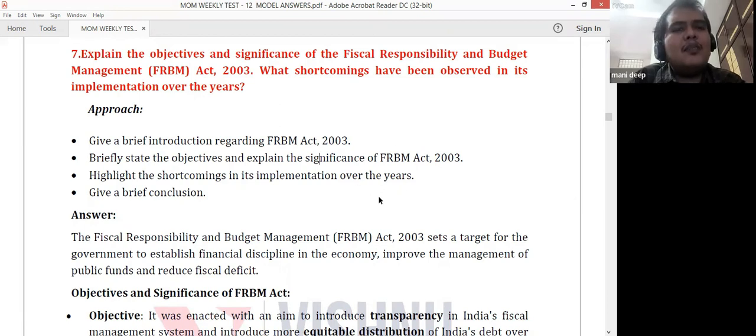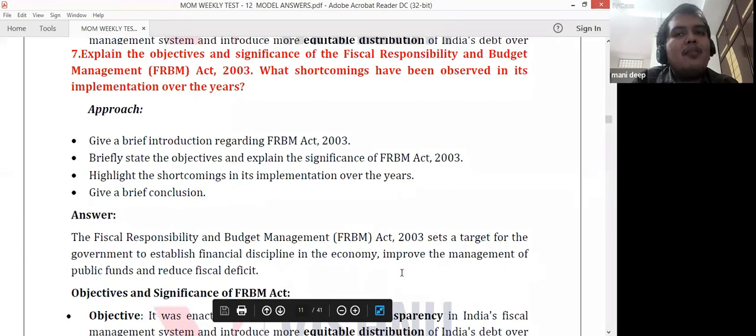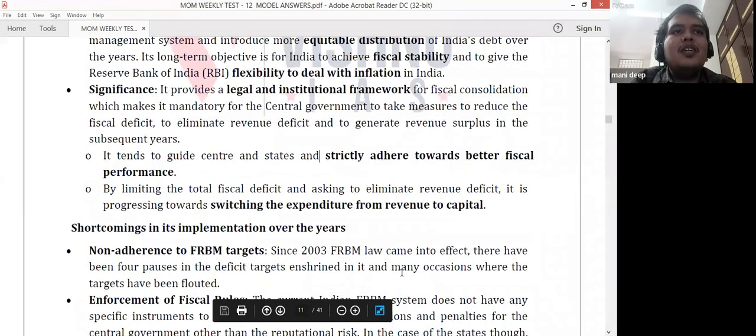So these shortcomings you should write, and you can write a brief conclusion regarding how to address these issues. For example, there should be an institution, as recommended by NCERT. NCERT has said that we should have an institution to overarchingly look at the implementation of the FRBM Act and the off-budget loans that the government is taking. So this can be your conclusion. You can write about the NCERT committee. So first you can write about what the FRBM Act is, what its objectives are, and what its significance is, briefly.